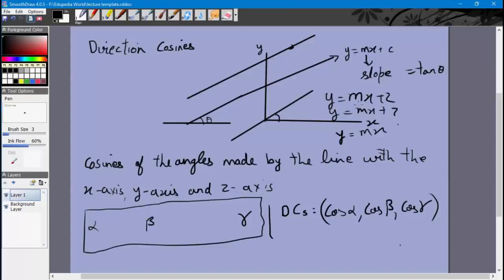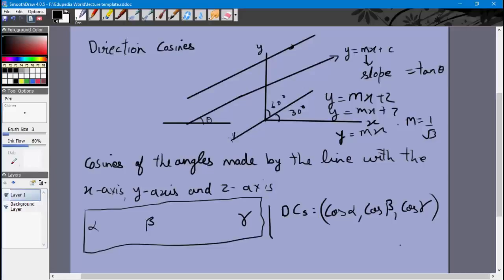So let's say we have a line which has m is equal to 1 by root 3. M is equal to 1 by root 3 means this angle is 30 degrees, right? Because tan theta will be 1 by root 3 and theta is 30 degrees. So the angle made with the x-axis is 30 degrees. What is the angle made with the y-axis then? It is 60 degrees. And what is the angle made with the z-axis?